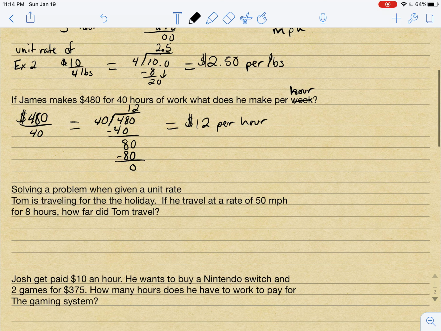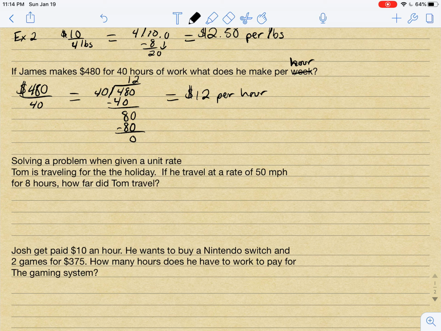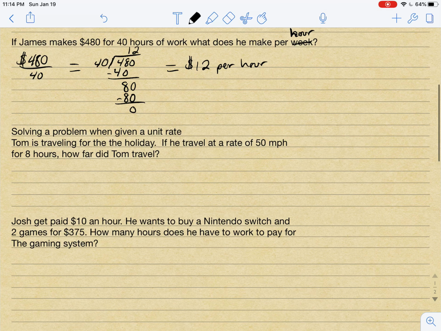Okay, and now we're going to kind of work backwards. We're given a unit rate, and we need to find our total amount, our outcome. So solving this problem, Tom is traveling for the holiday. If he travels at a rate of 50 miles per hour for 8 hours, how far did he travel? So if we know that he's going 50 miles in 1 hour, we're just going to multiply that by 8 hours.